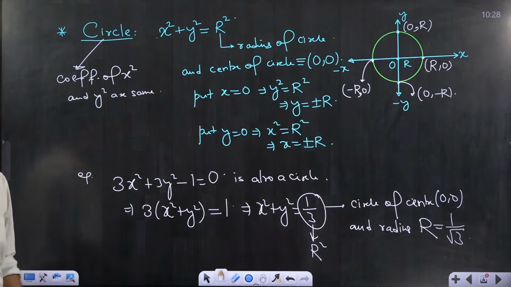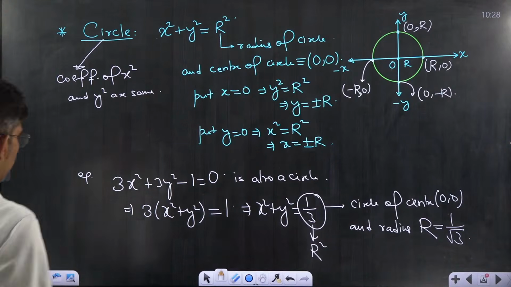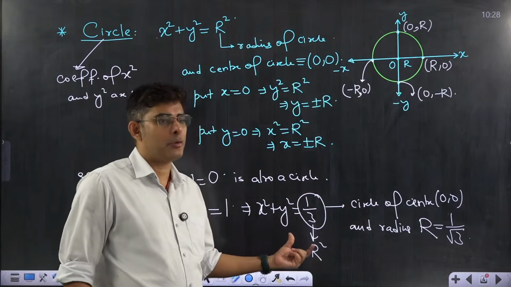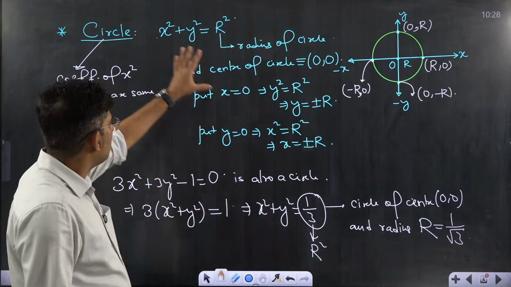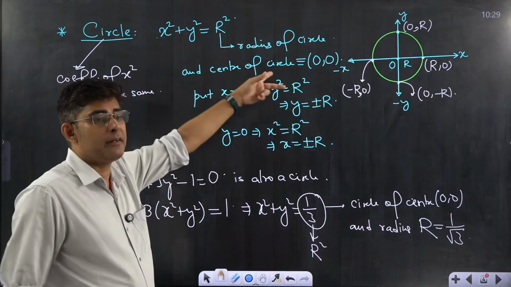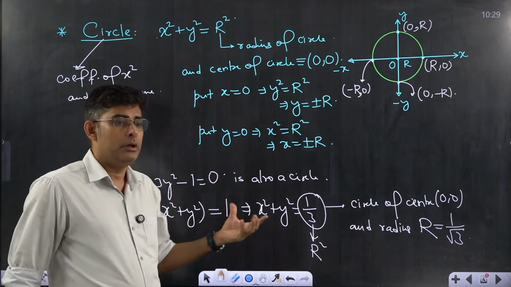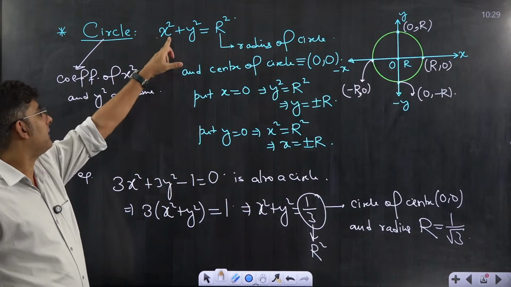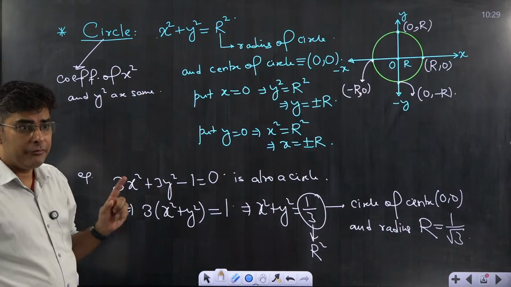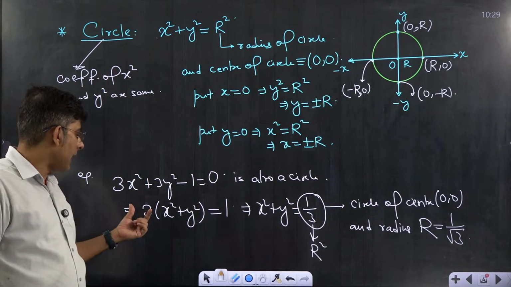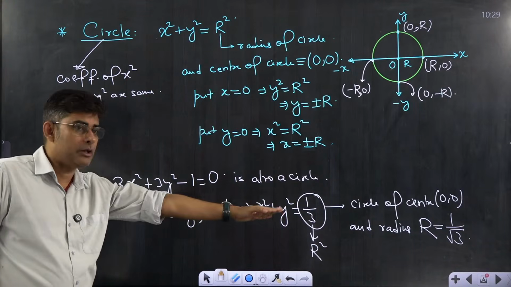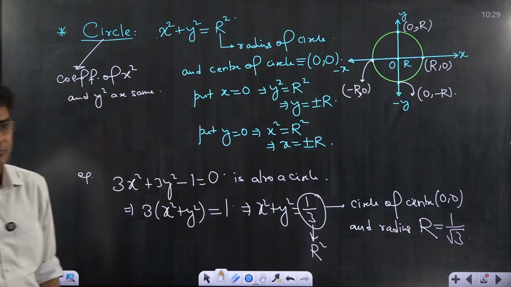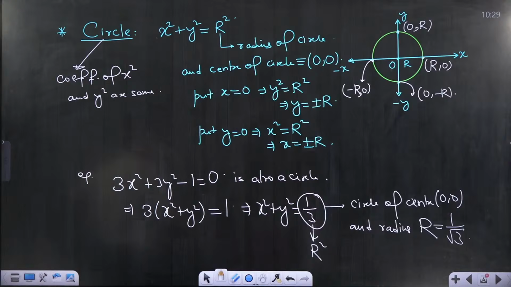So in general, x square plus y square is 1 by 3, this 1 by 3 is r square. So r square is 1 by 3, r is equal to 1 by root 3. So mind it, don't just think that, sir, you told x square plus y square is r square is a circle, but we got this form. Even this is a circle, if the coefficients of x square and y square are the same. If they are the same, then x square plus y square can be written by taking the common term to the other side, and you get the radius. Is it clear to all of you? Okay.